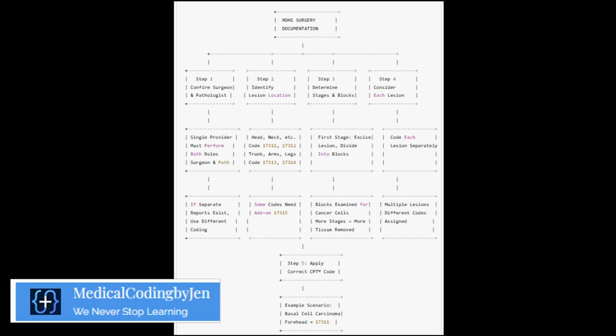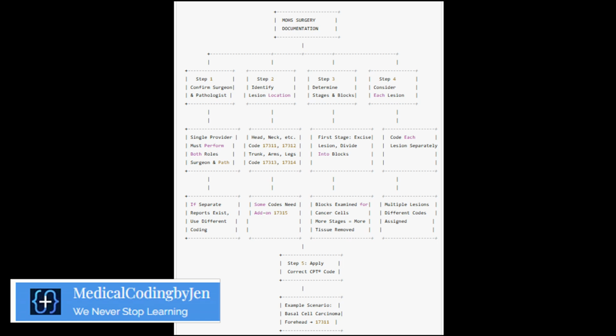When reporting Mohs surgery for treatment of skin cancer, documentation must confirm that a single provider acted as both the surgeon and pathologist. From there, you need only know the location of the treated lesion, plus the number of stages and required tissue blocks to select an appropriate code. Step 1. Confirm the surgeon and pathologist are the same.